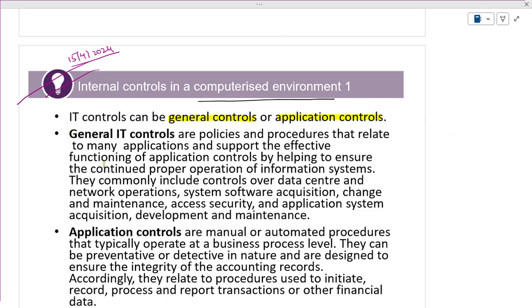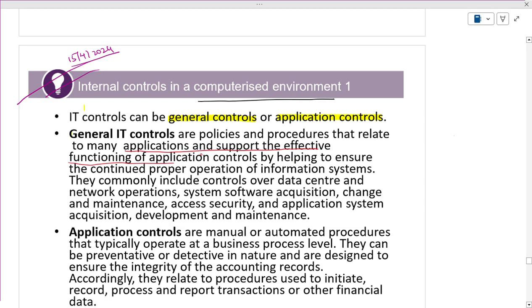See, they will not ask this theoretically. I will say it very simply. They will not ask it theoretically, but they will ask it in the application, in scenario based questions. General controls are policies and procedures that relate to many applications and support the effective functioning. What are the general controls?